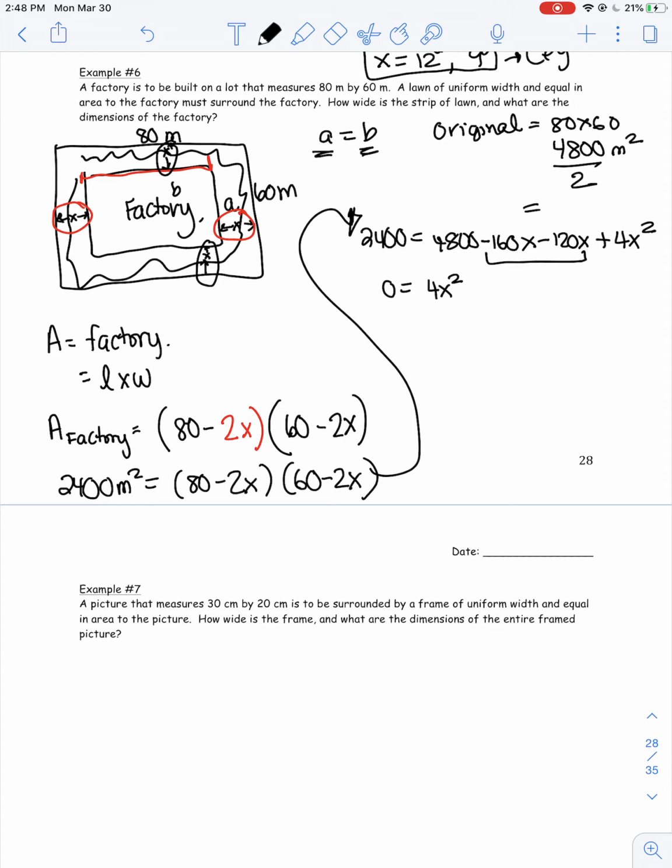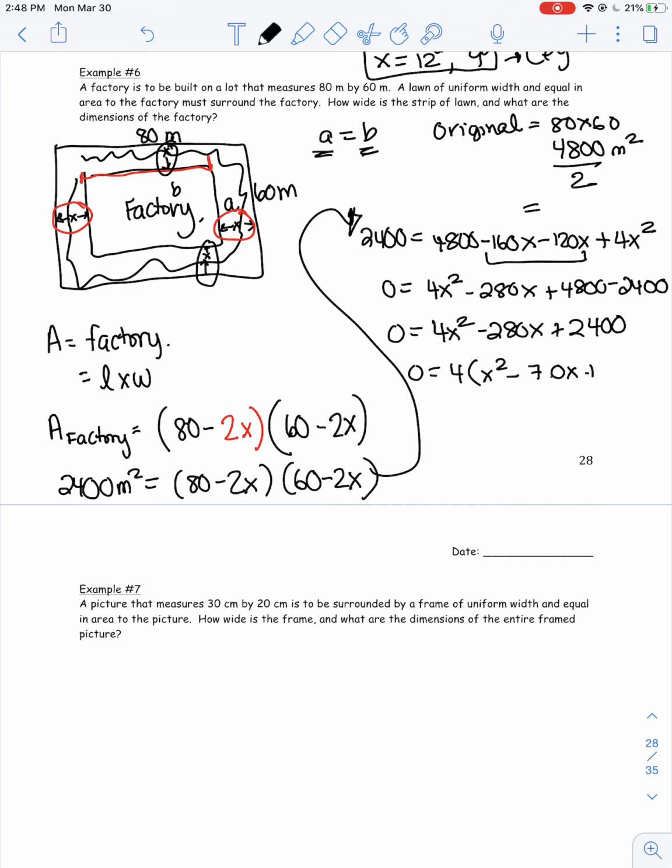Let's put it in standard form by bringing everything to one side. So it's going to be positive 4x squared. These two guys will combine to give me negative 280x. And then we'll have the positive 4,800 and then the minus 2,400 because we're moving that left side over to the right side. And so our equation that we're going to have to factor will be this guy right here. Okay, so we're going to start by factoring out the 4 because it's the greatest common factor. So I'm going to divide everything by 4.